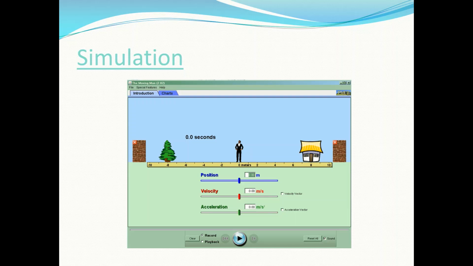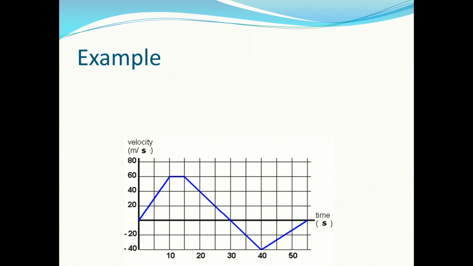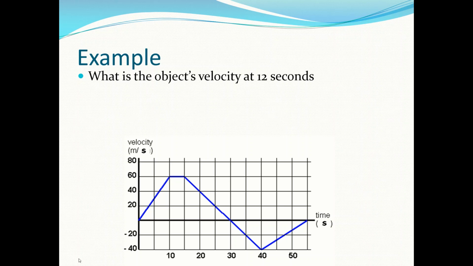So let's try an example that you could see on a test. What's the object's velocity at 12 seconds? Well, you have to use those summary charts that we had. What's velocity on a velocity time graph? Well, that's our y value. Well, that's easy. So I just have to find 12 seconds, which is about here.